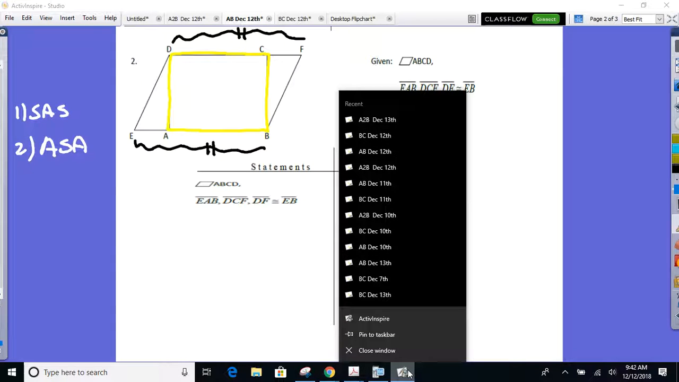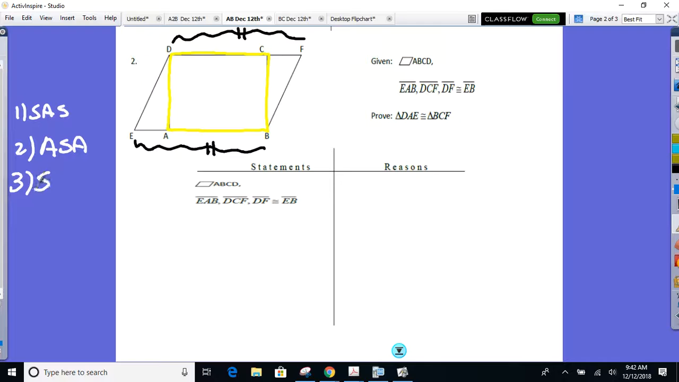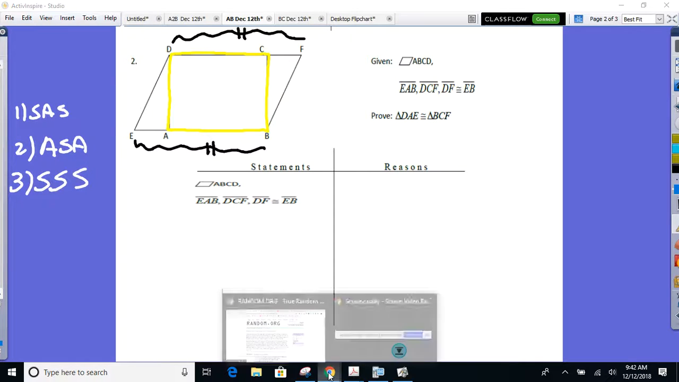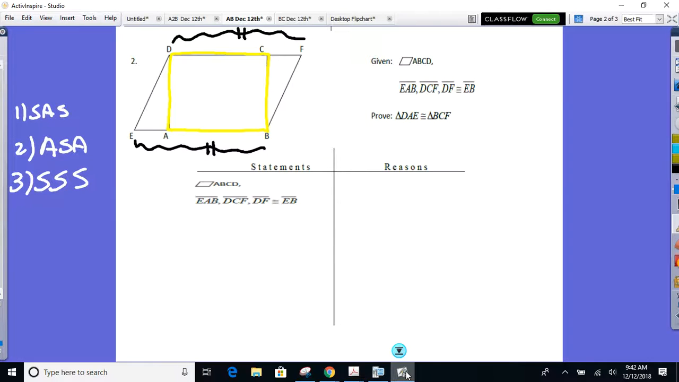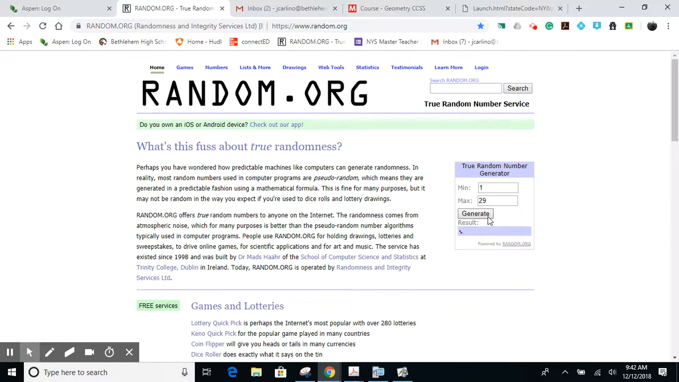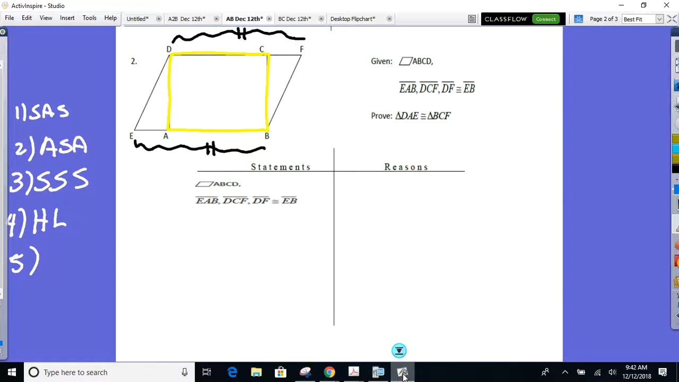Okay, I'll do it. Side, side, side. I'll take the easier one. Next up, what am I missing here? Oh, nice. Usually that's the forgotten one, HL. And then the other one remaining here: angle, angle, side. Got it. All right, so we're going to use one of these methods at the end, but you've got to get me those pieces first.